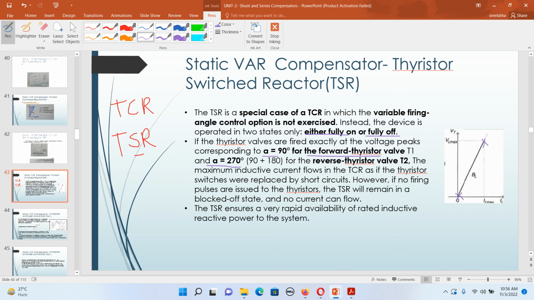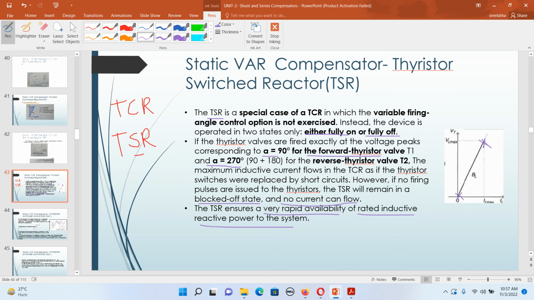If no firing pulses are issued, the TSR will remain in a blocked off state. No current flows. So if you don't turn it on, it will not do anything. The TSR ensures rapid availability of a rated inductive reactive power. Remember, girls, I said sometimes we need this much high power in one instant. In those cases, we go for TSR. The difference between TCR and TSR is that in TCR we can have a variable firing angle option, whereas in TSR we have either turn on or turn off. Only two options available.